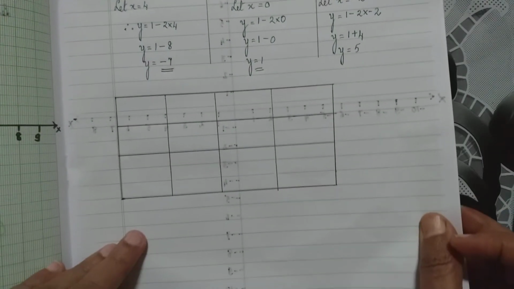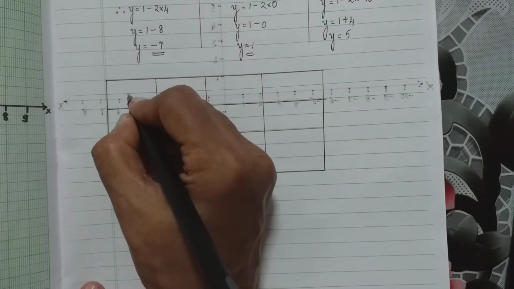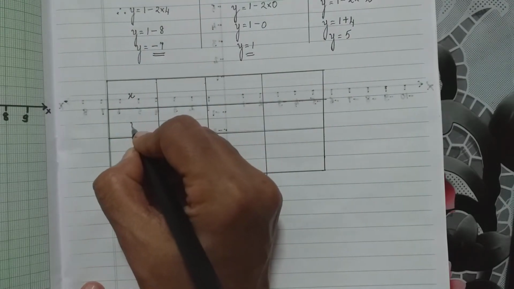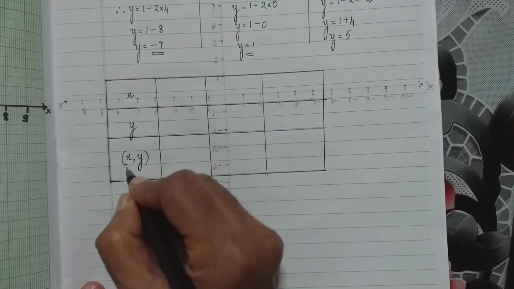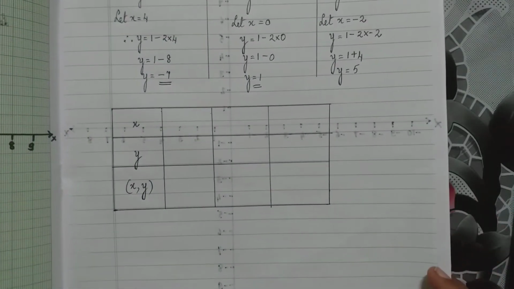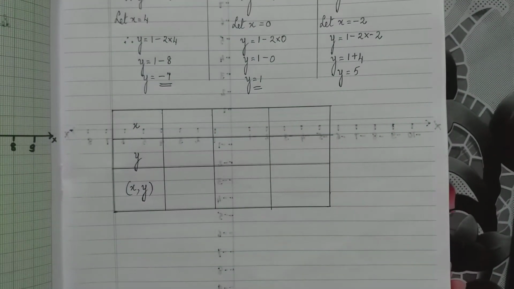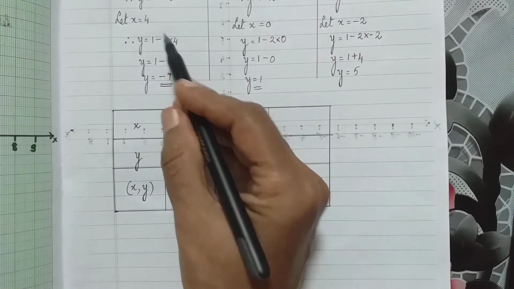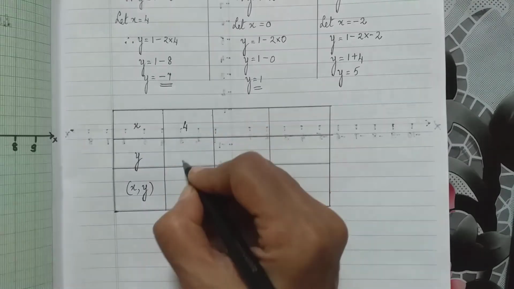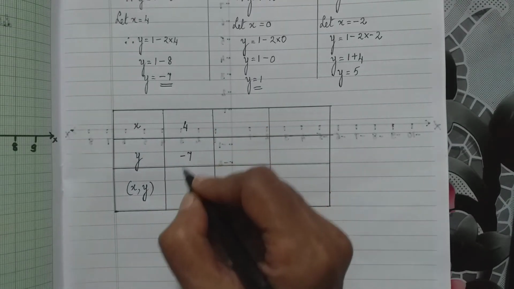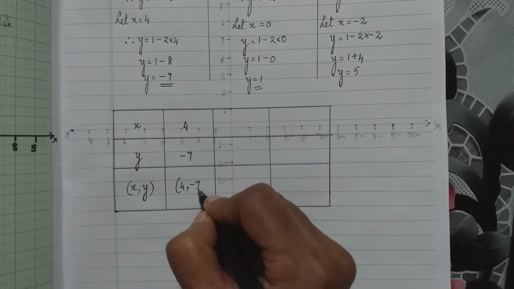Now, I can easily put my values in the table. In the first column, what do we have? x value. Then we have the y value. Then we have the coordinates of the point, that is x comma y. Let us look at the values and put it down here. First coordinate is 4 comma minus 7. So, we write 4 here, minus 7.